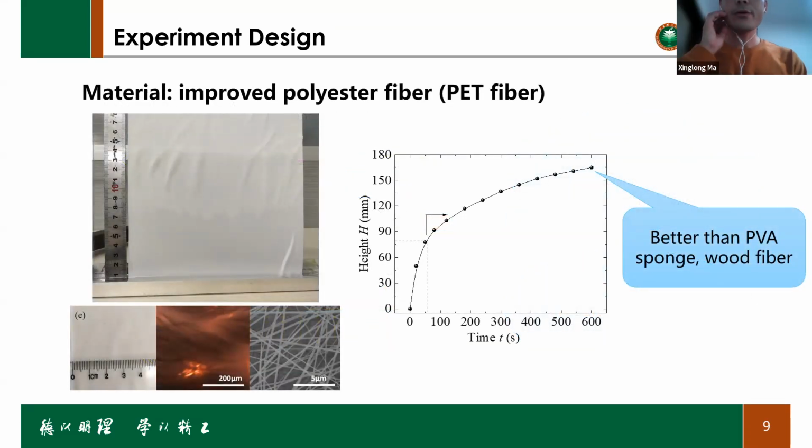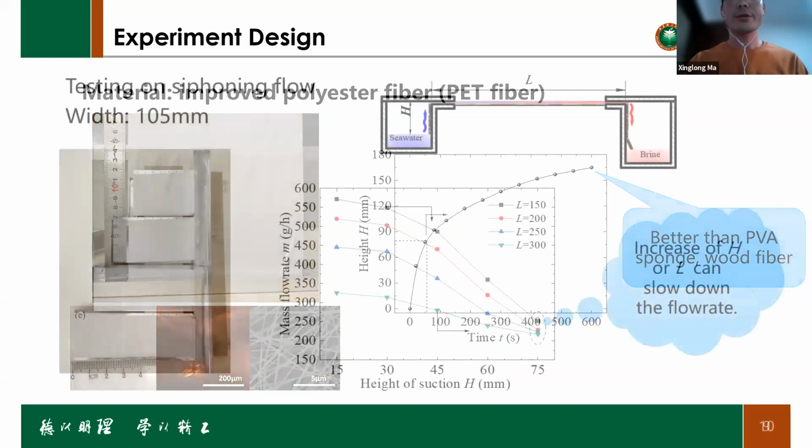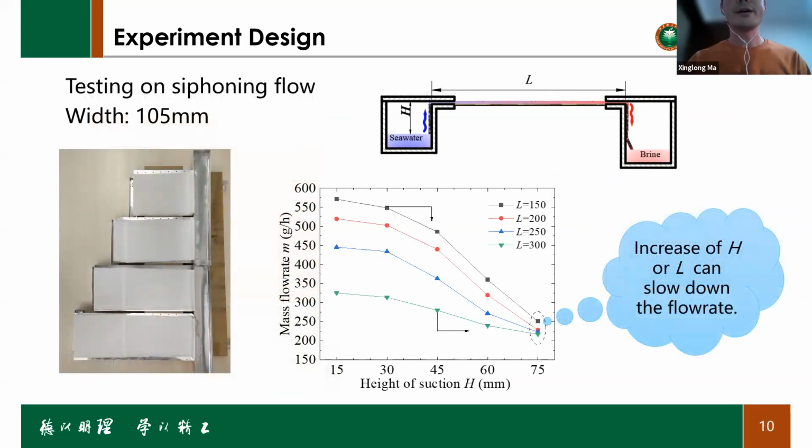First, we chose polyester fiber as the hydrophilic material. The figure shows the water absorption of the polyester fiber. The capillary height of the polyester fiber is about 150 millimeters. It's better than PVA sponge and other wood fibers. Also, we try to construct a siphonage flow.